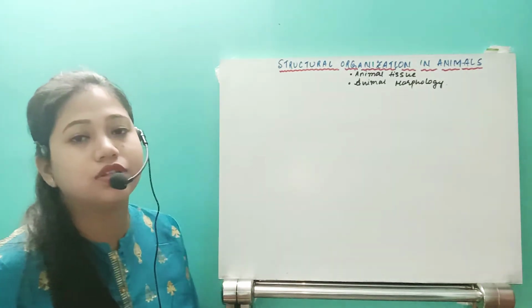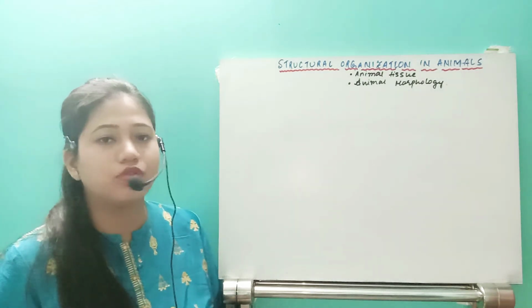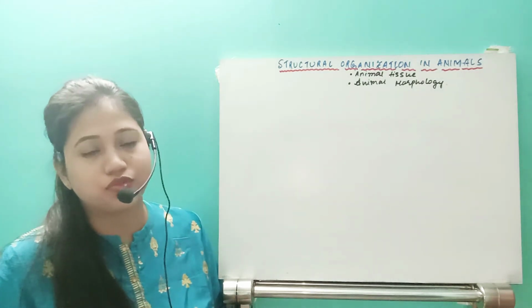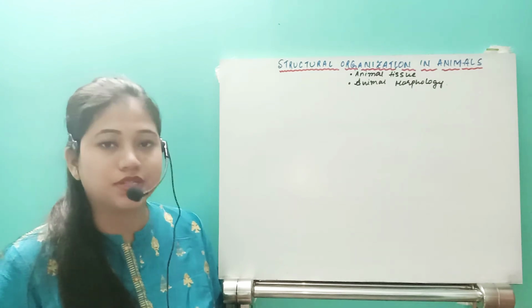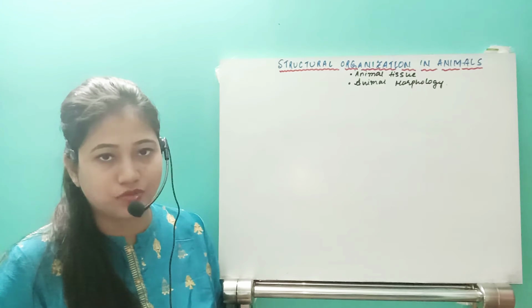Under the animal tissue we have to study four parts, four different types of tissue, basically in relation to human being. They are epithelial tissue, connective tissue, muscular tissue and neural tissue.